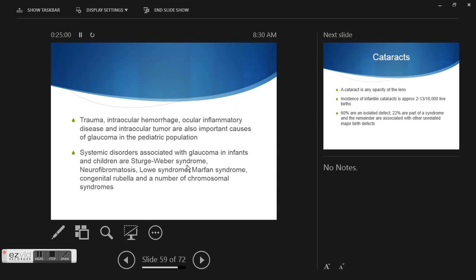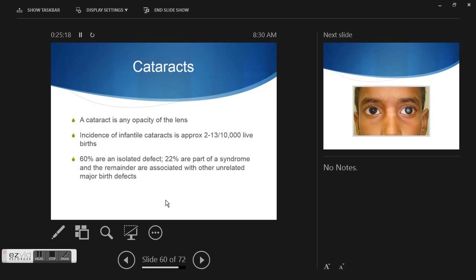Trauma, intraocular hemorrhage, ocular inflammatory disease, and intraocular tumors are also important causes of glaucoma in the pediatric population, as well as systemic disorders that are associated with glaucoma, which include Sturge-Weber, neurofibromatosis, Lowe syndrome, Marfan's, congenital rubella, and a number of chromosomal syndromes.